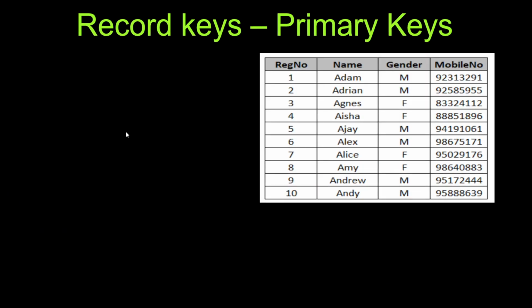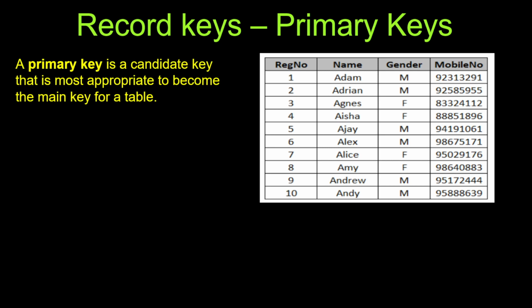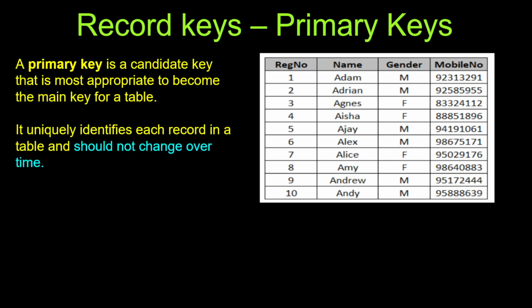Moving on, let's look at the next thing, primary keys. From the candidate keys just now, we try to find the key that's most appropriate to become the main key for a table. It should identify each record in the table and should not change over time. Name might change. You might change your name, but you probably can't change your gender and your phone number at the same time.